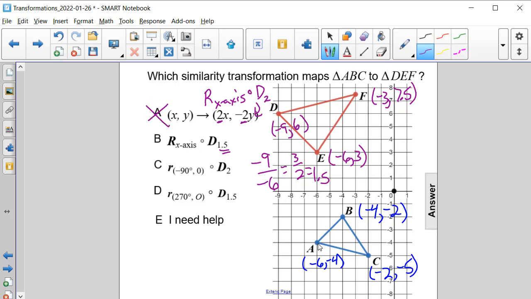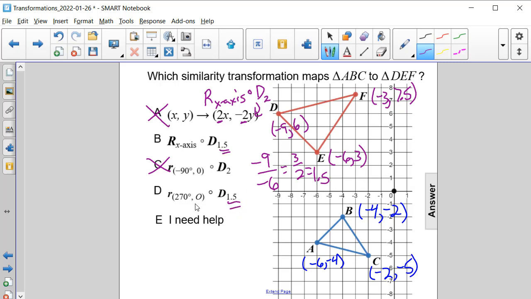If it was a dilation with a scale factor of 2, this point A would go to -12, -8. Well, we're looking for something that has a 9 in it, and -12 doesn't have that. So we know that the dilation scale factor is 1.5. So we can cross out choices A and C because they say that we have a dilation of 2, which is not happening. All right, so now we know that the dilation is of 1.5.